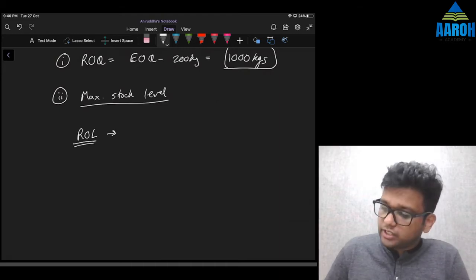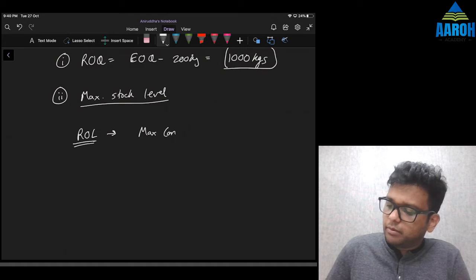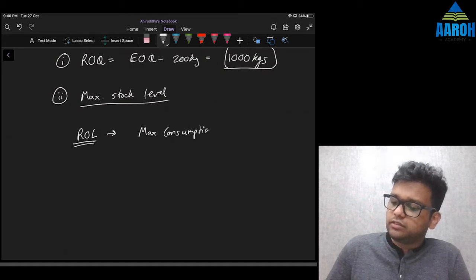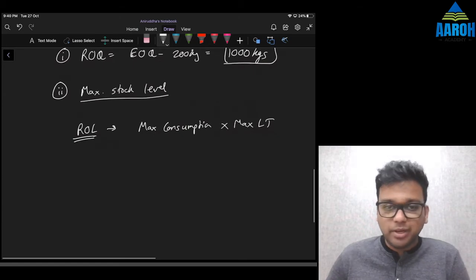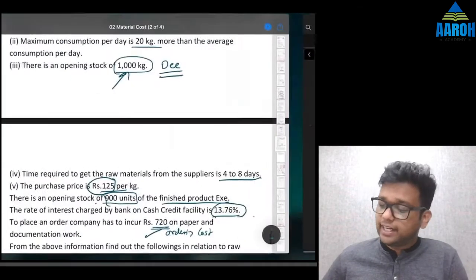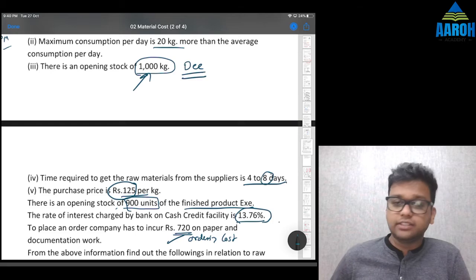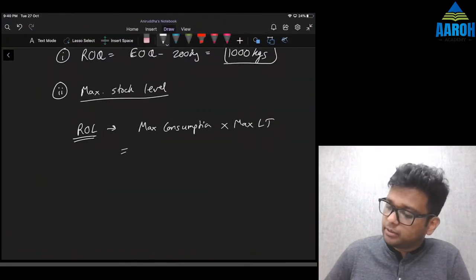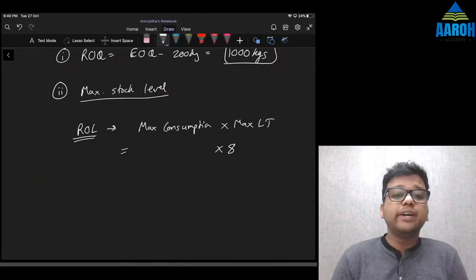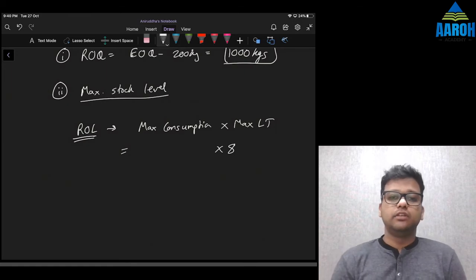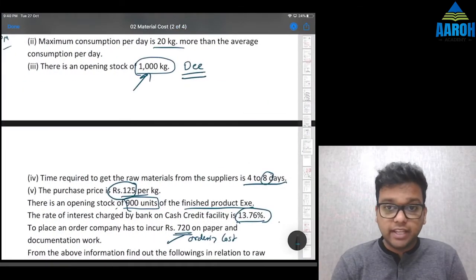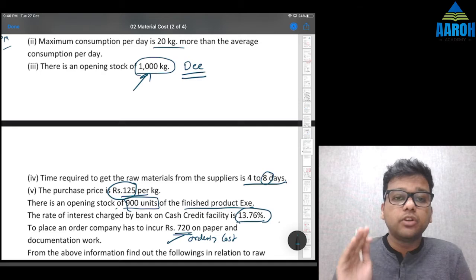Now the formula of ROL is what? Maximum consumption into maximum lead time. Now the problem is, we have maximum lead time, that is okay. Maximum lead time is 8 days. 4 to 8, that means maximum lead time is 8 days. How do we get maximum consumption? They have not given consumption anywhere. So we have to find it from raw material quantity.